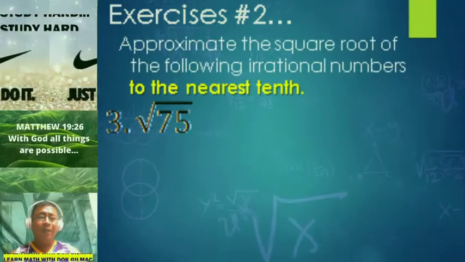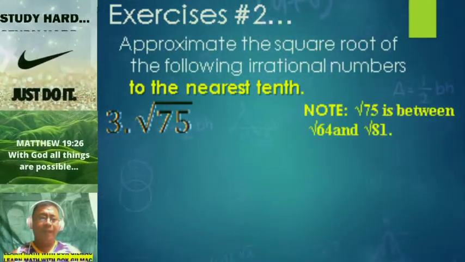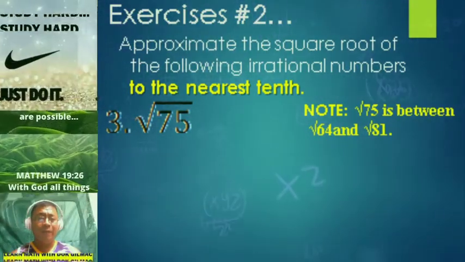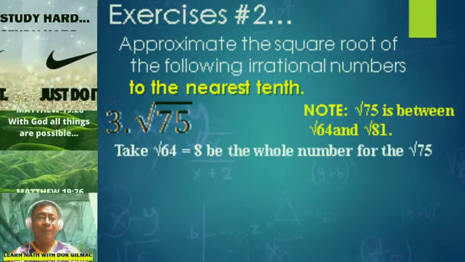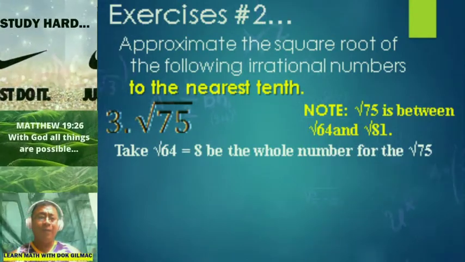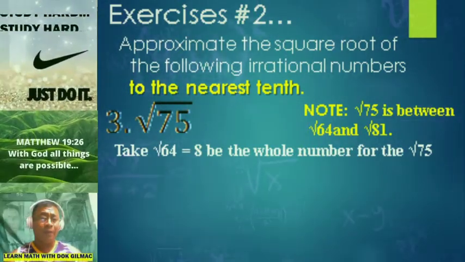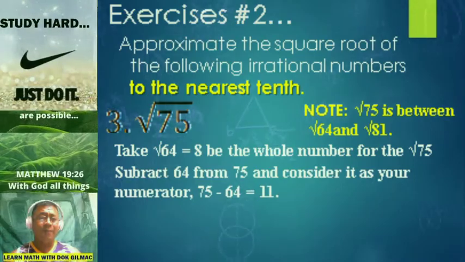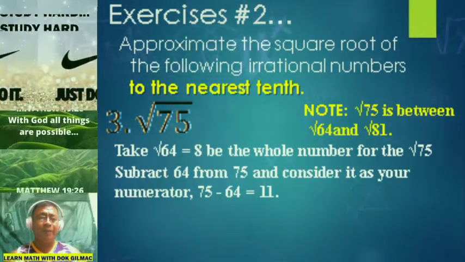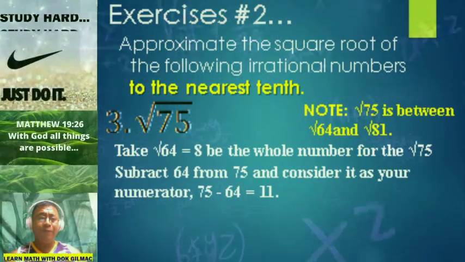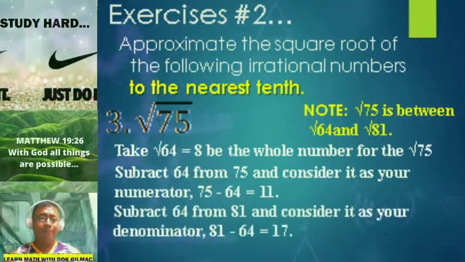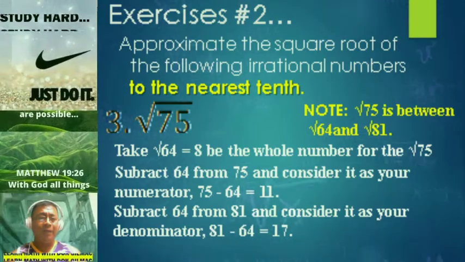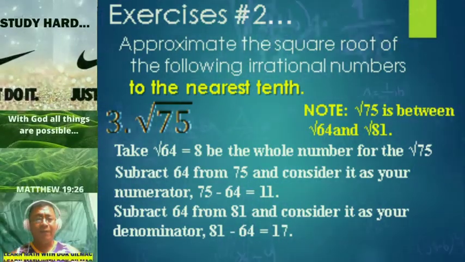Number 3, the square root of 75. Take note, the square root of 75 is between the square root of 64 and the square root of 81. Take the square root of 64, which is equal to 8, as your whole number for the square root of 75. Subtract 64 from 75 and consider it as your numerator. 75 minus 64 is just equal to 11. Subtract 64 from 81 and consider it as your denominator. 81 minus 64 is equal to 17.